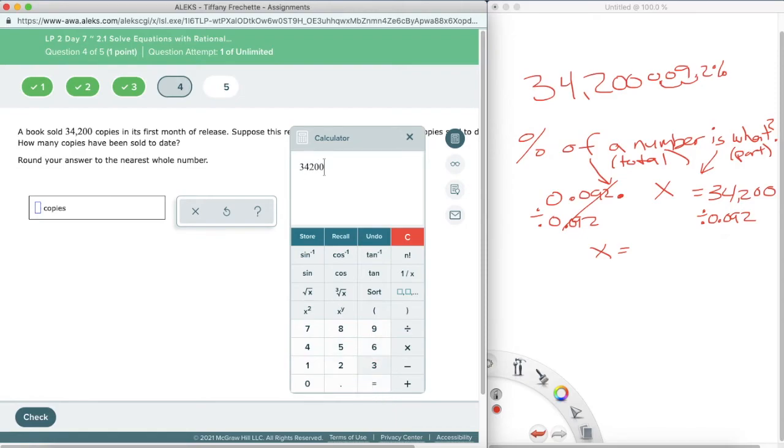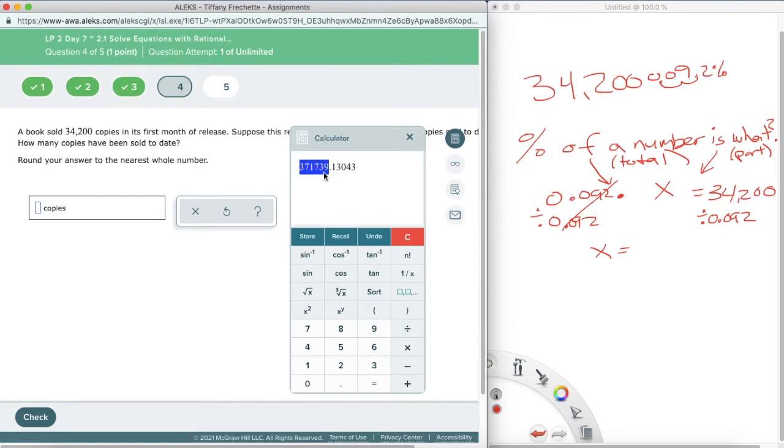34,200 divided by 0.092 equals. And it says round your answer to the nearest whole number. So they do understand we're going to end up with a decimal, and they want us to round to the whole number. So here it is.